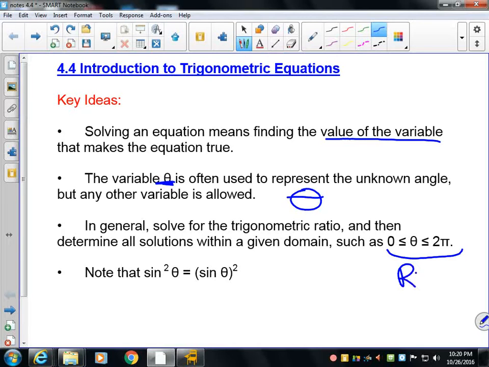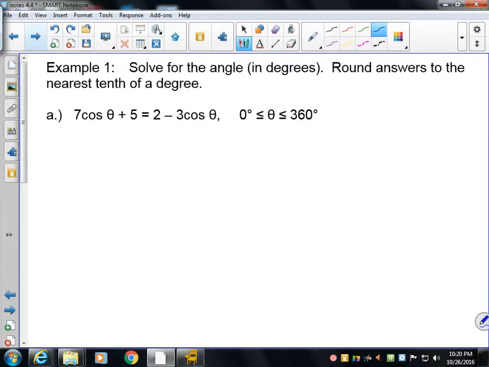So if the domain is given in radians, your answers should be given in radians. If your domain is given in degrees, your answers should be given in degrees. Okay? When we take a look at some of this stuff, when they write sine squared theta, it's really like sine theta all squared. So you can take the square root and get rid of it. Let's look at a couple examples.